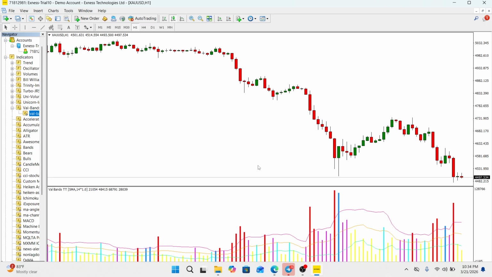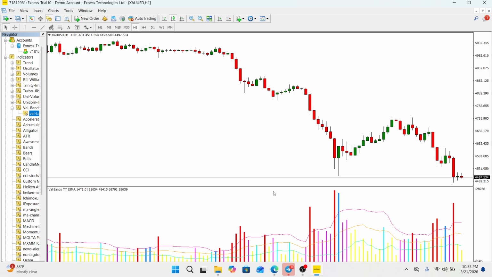Alright, so we have it installed now, and as you can see, the Val Bands V3 draws a set of adaptive bands around price in a separate window. An upper band marking higher price extremes, a lower band marking low price extremes, and often a central baseline around equilibrium.